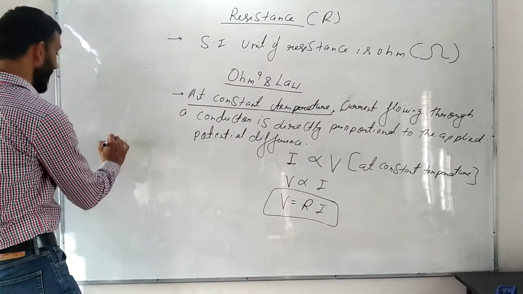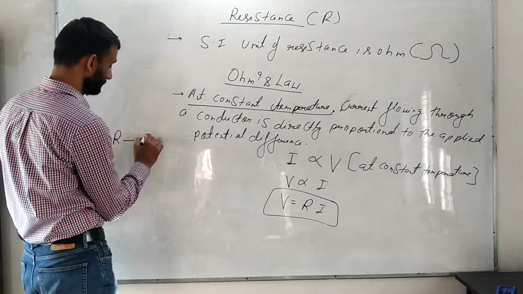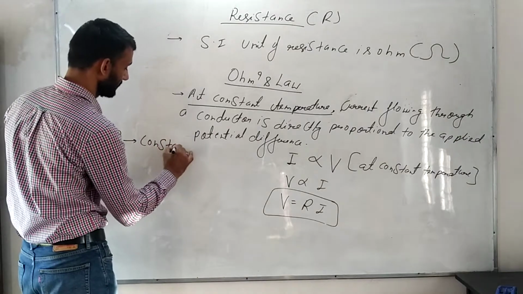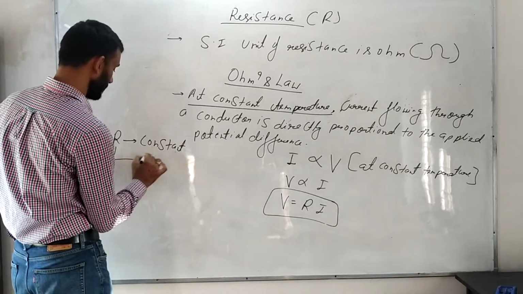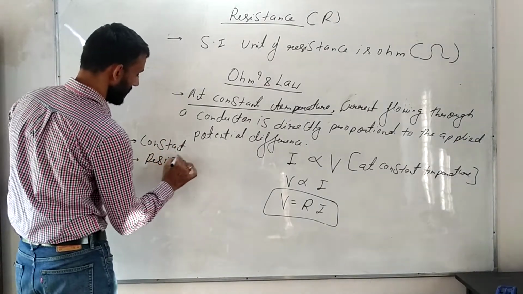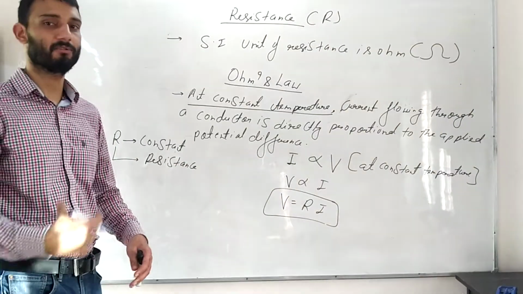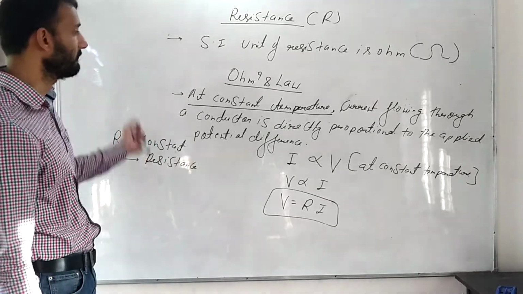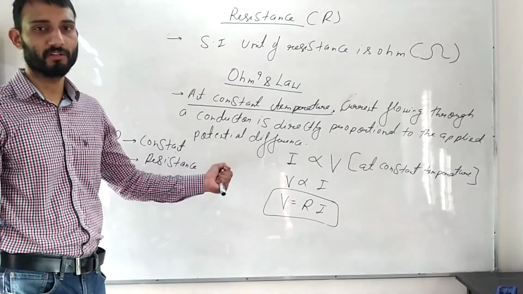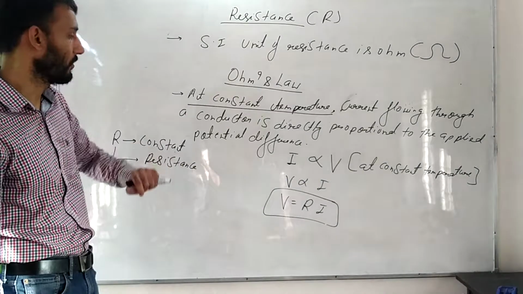So if I take this R, you know R is a constant. What is the name of this constant? Resistance. How do we define it? Obstruction offered by the conductor to the flow of current. Why? Because of collision of electrons. What is the unit? Ohm.